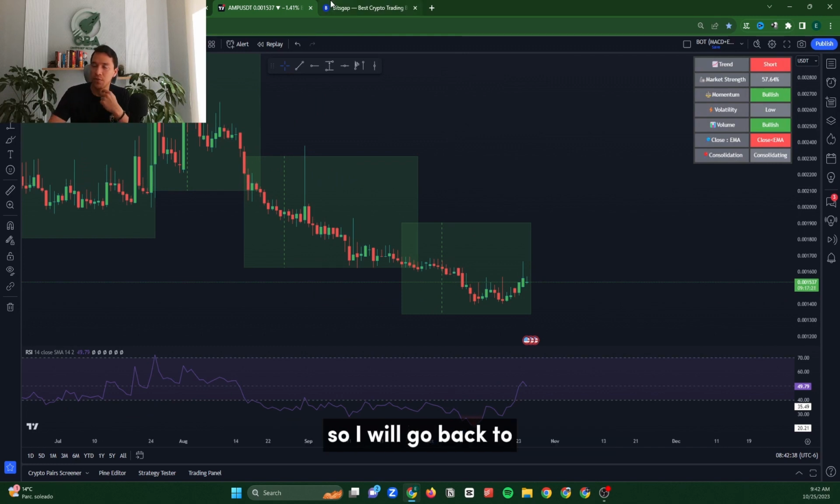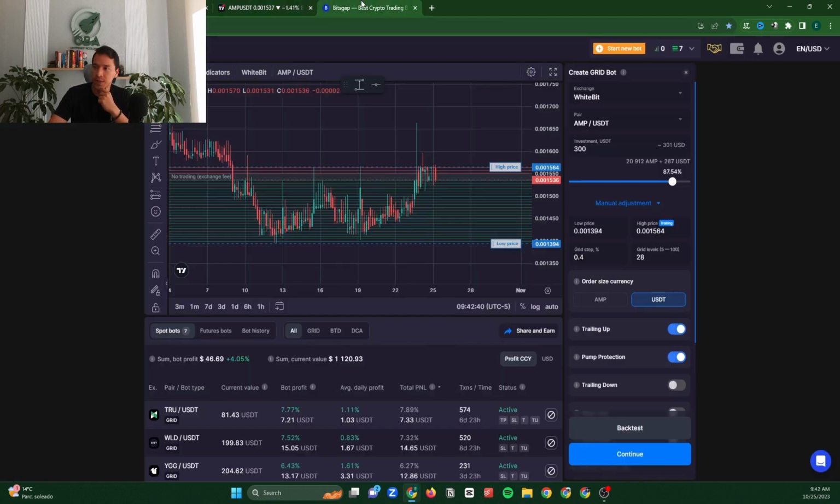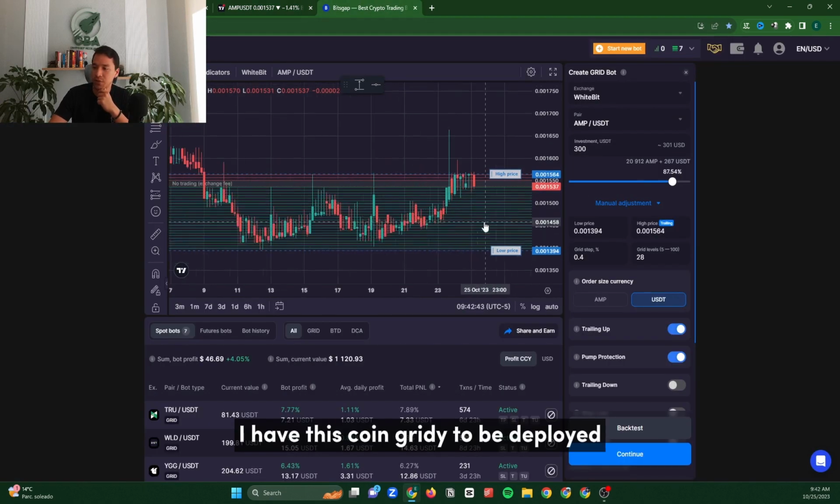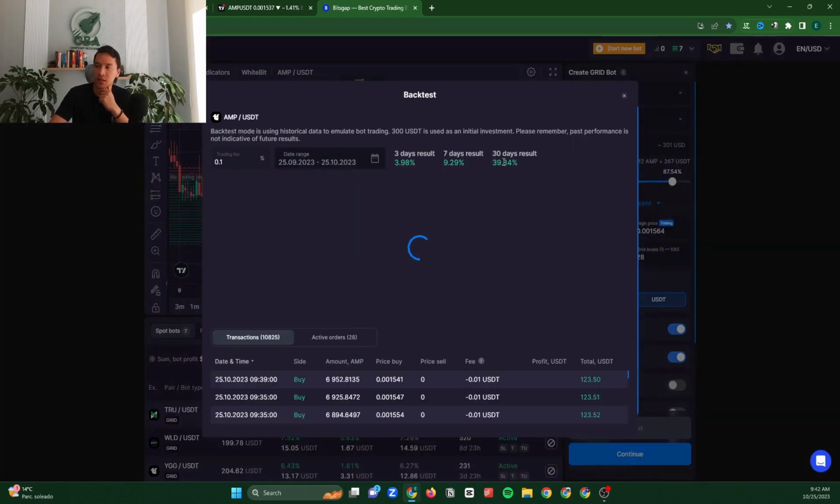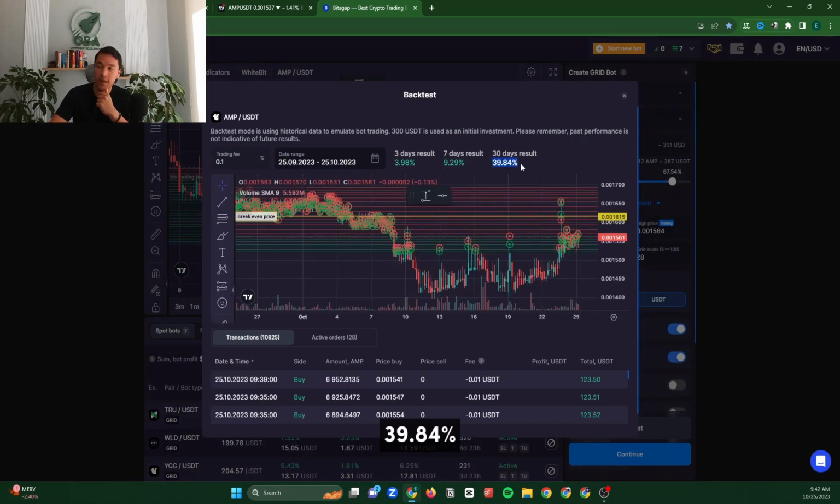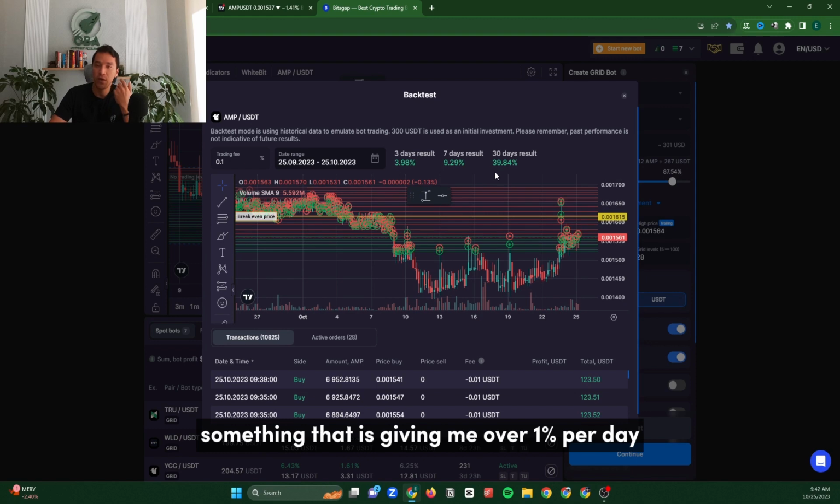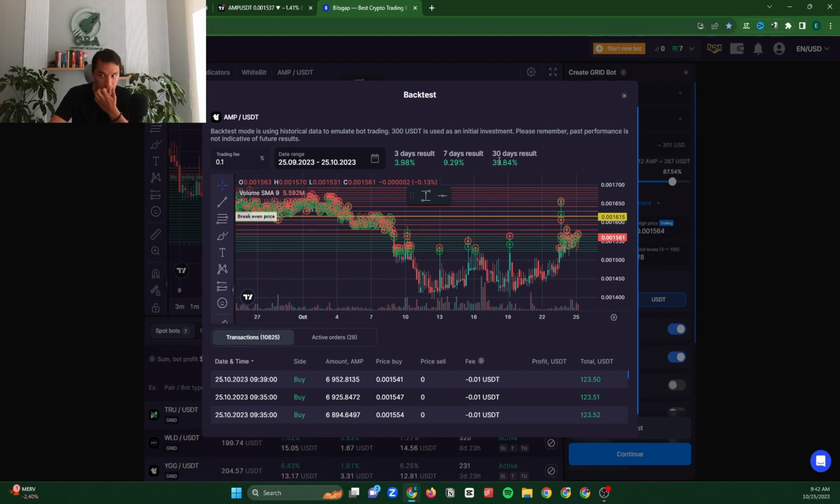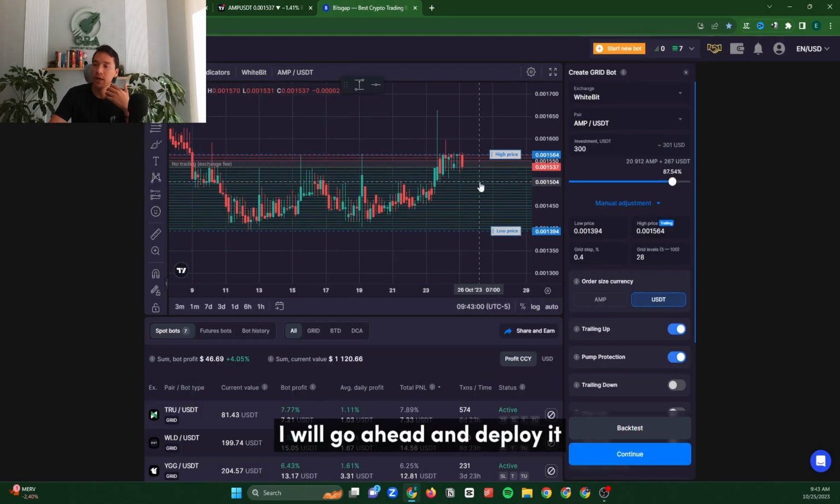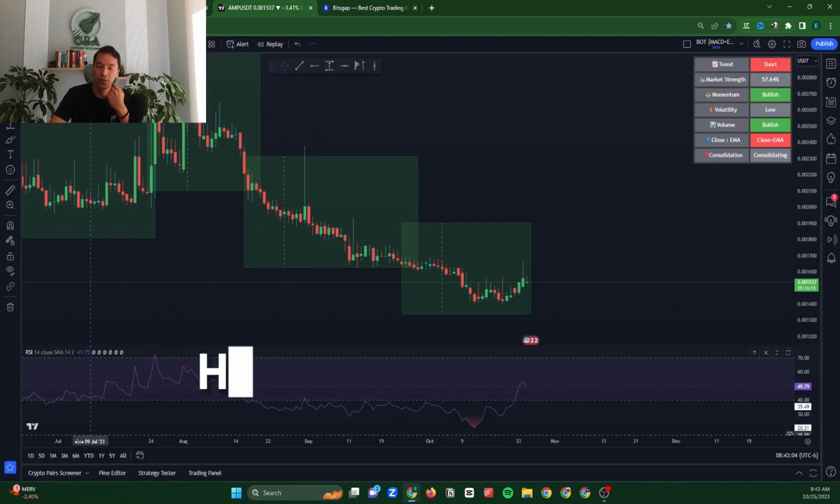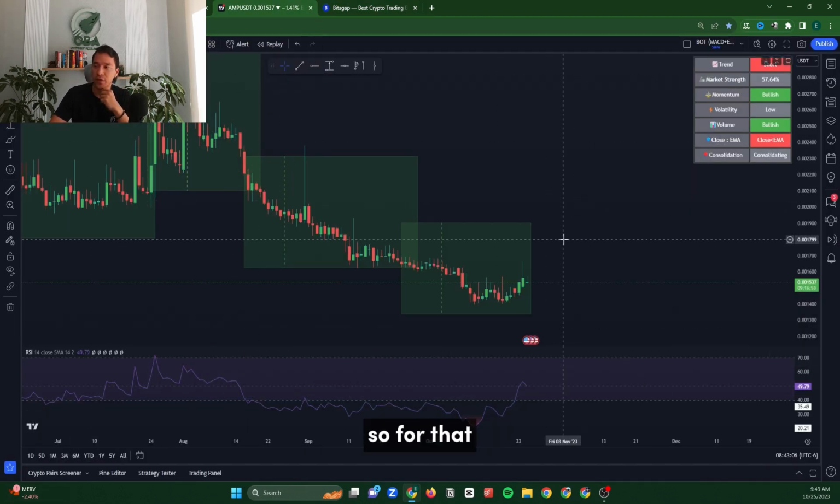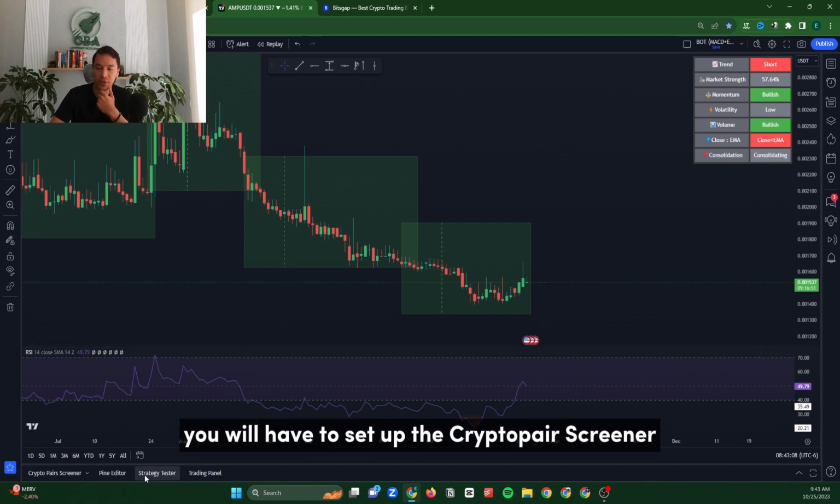So I will go back to Bitsgap here, and I have this coin ready to be deployed. Now, if I click on backtest, I'll see that it's giving me about 39.84%, which is a very high percentage. So this is what I'm looking for, something that is giving me over 1% per day. Once I find that coin, I will go ahead and deploy it. But before we do that, let's go over how to find this coin in the first place. For that, you will have to set up the crypto pair screener.